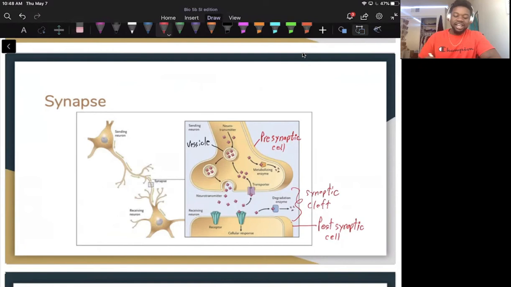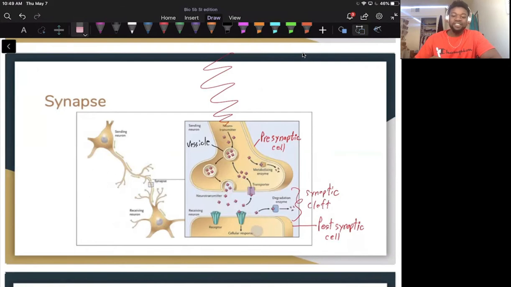Essentially, as an action potential is being propagated along and it gets to the nerve terminal, you have several players that play a role here. You have neurotransmitters, and these neurotransmitters are being packaged up into these little balls called vesicles. When the signal gets to the nerve terminal, it releases these neurotransmitters into this little area right here. This area is called the synaptic cleft. This is the presynaptic terminal, and this is the postsynaptic cell.